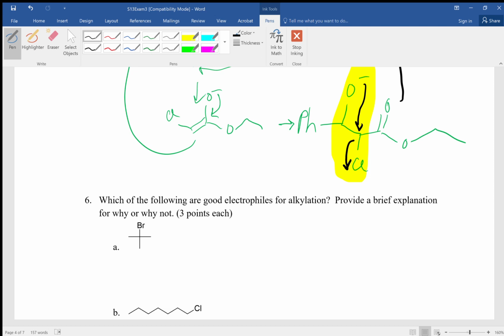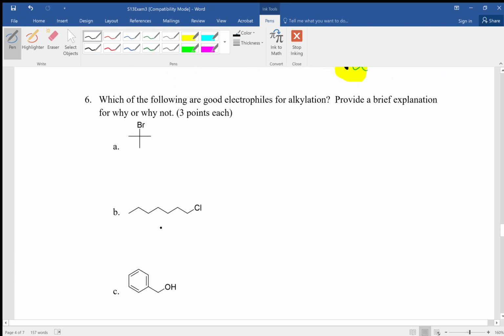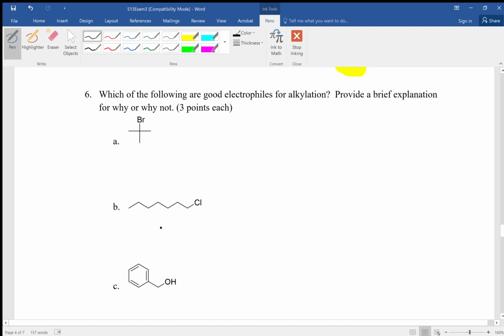Our final question on this old exam asks, of a series of electrophiles, which ones would be good for alkylation? And when we mean alkylation, we're talking about the reaction where we take a carbonyl compound, we remove the alpha hydrogen, and then add an alkyl group.